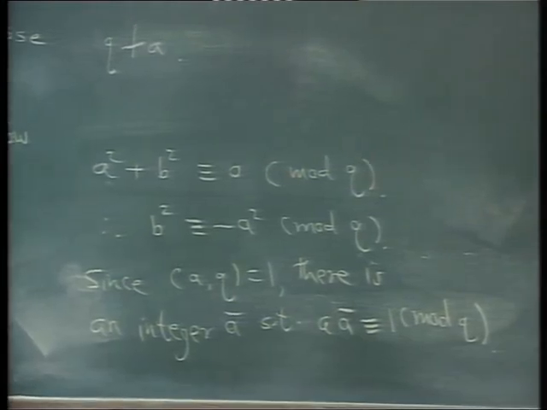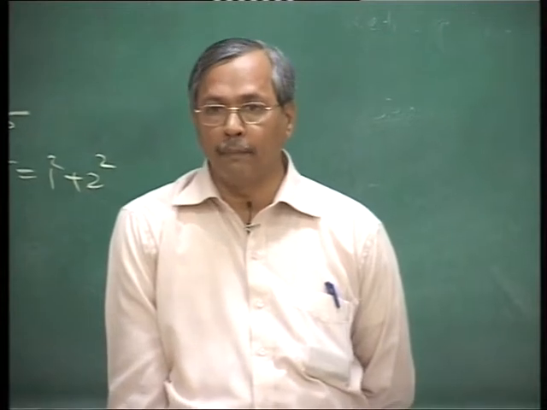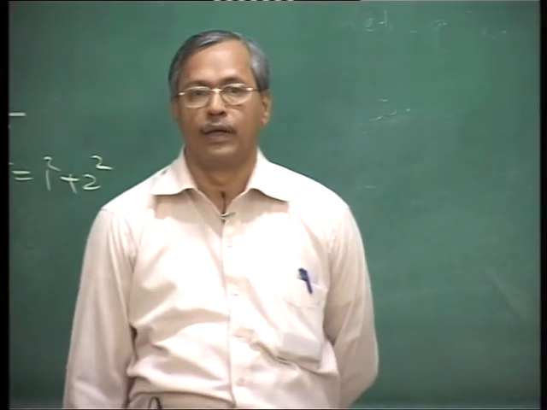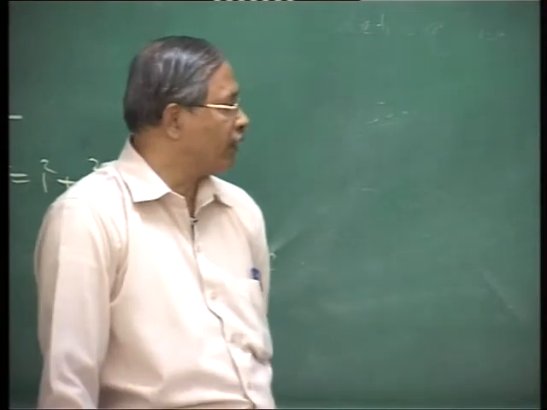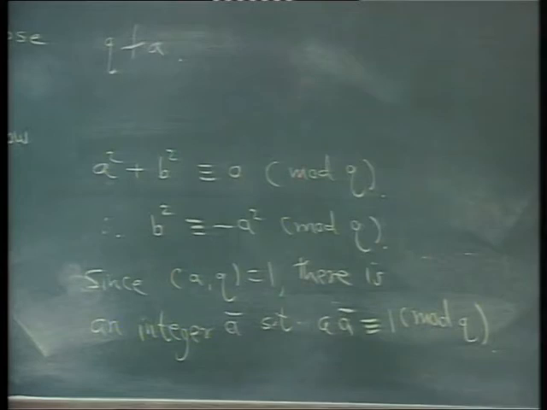In the study of congruences, this was a simple congruence that we have studied: Ax congruent to 1 mod m. If A is coprime to m, Ax congruent to 1 mod m has a solution, and that solution is unique mod m. That's what we are using here. Since a and q are coprime, you get an integer a bar such that a a bar is congruent to 1 mod q.